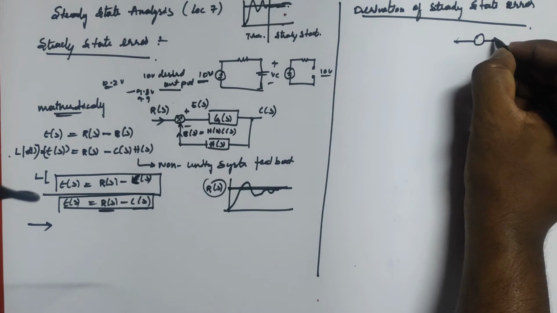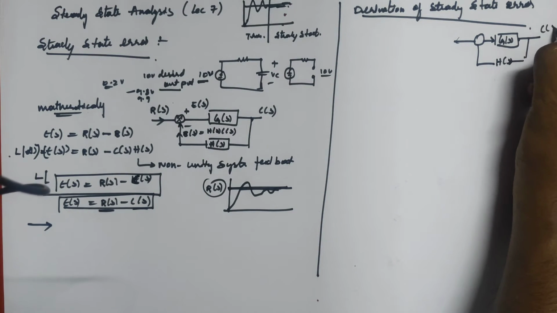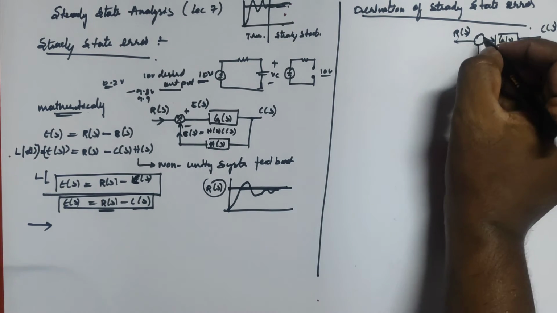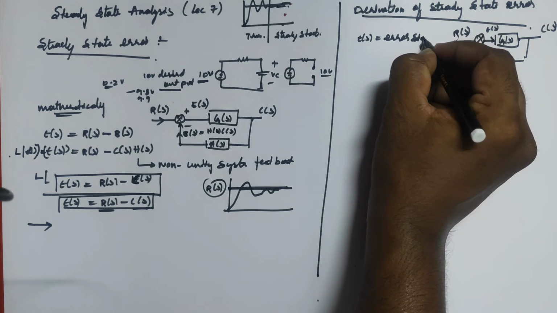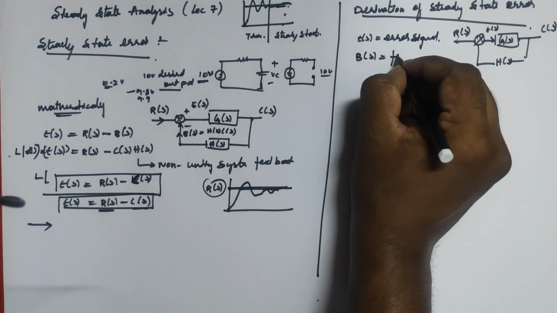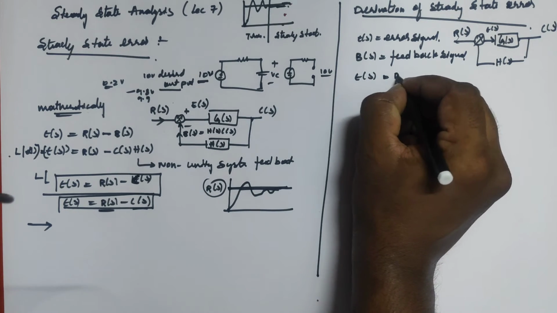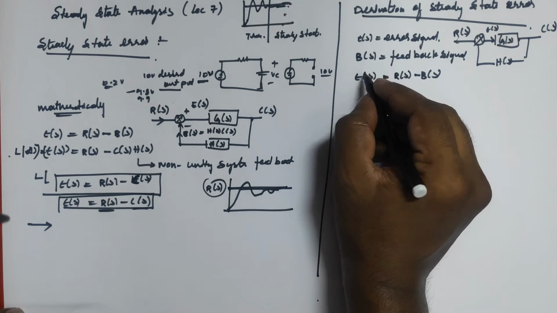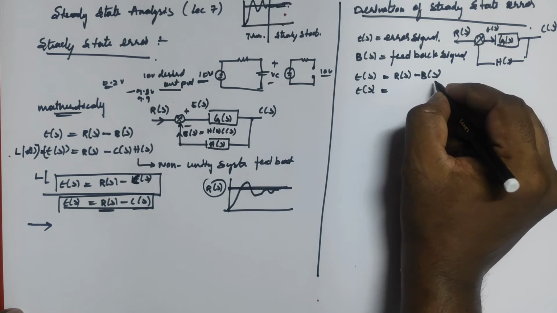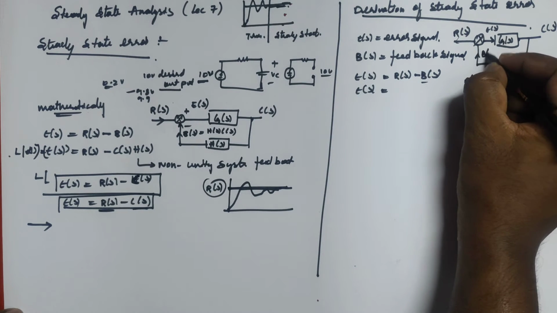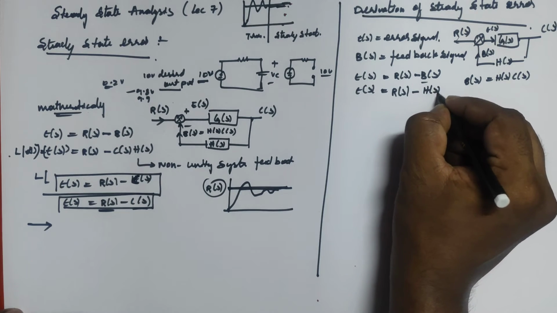In general we have a system with C of s, H of s, and R of s. As we know, here we have the error signal, and B of s is the feedback signal. The error E of s equals R of s minus B of s. Substituting B of s, which is H of s times C of s, we get E of s equals R of s minus H of s C of s.